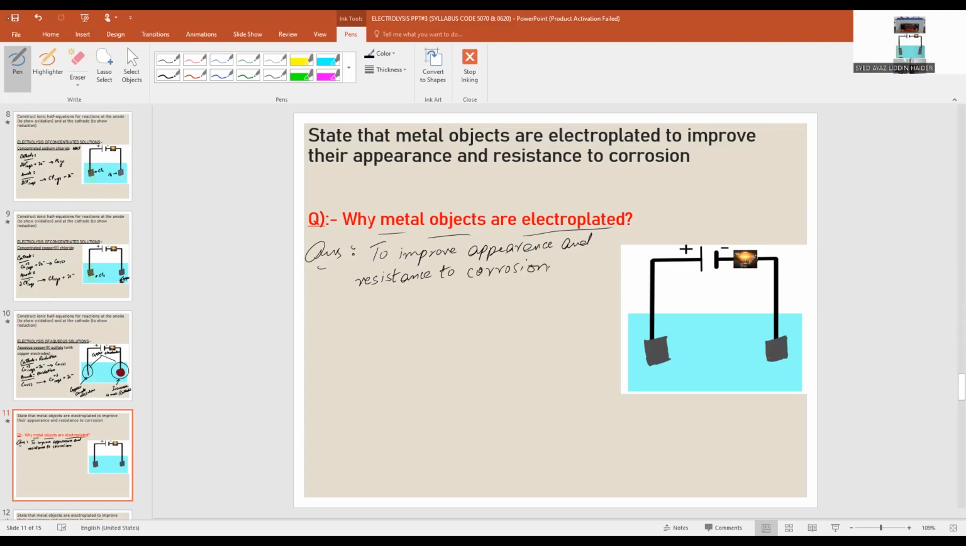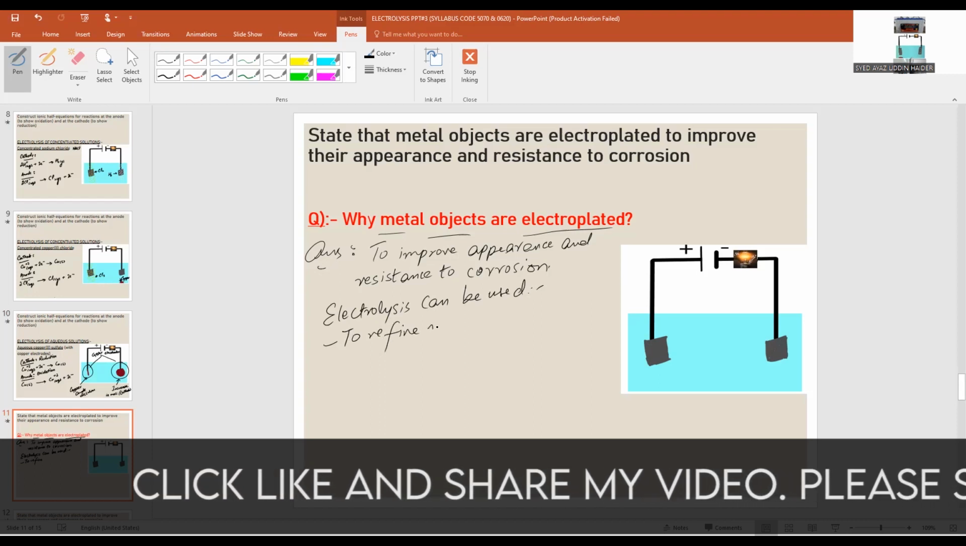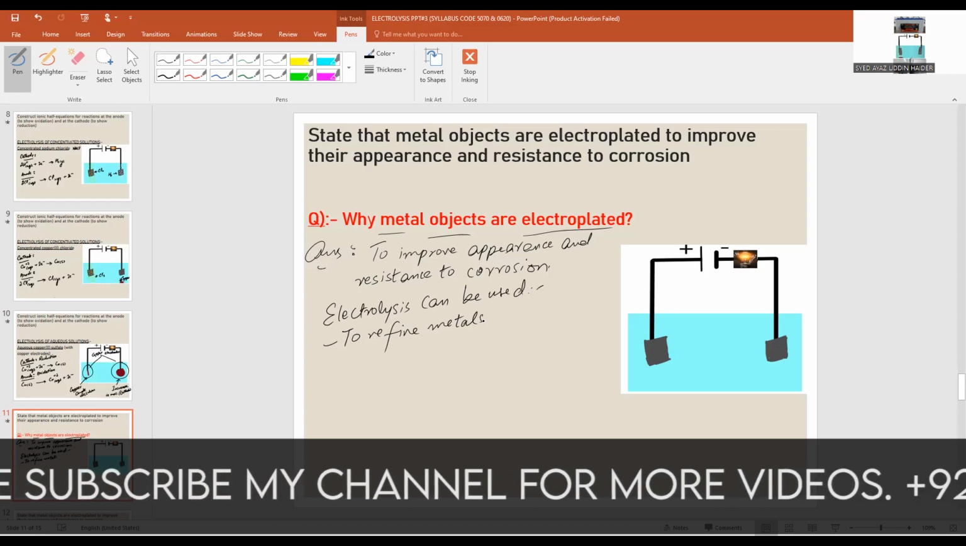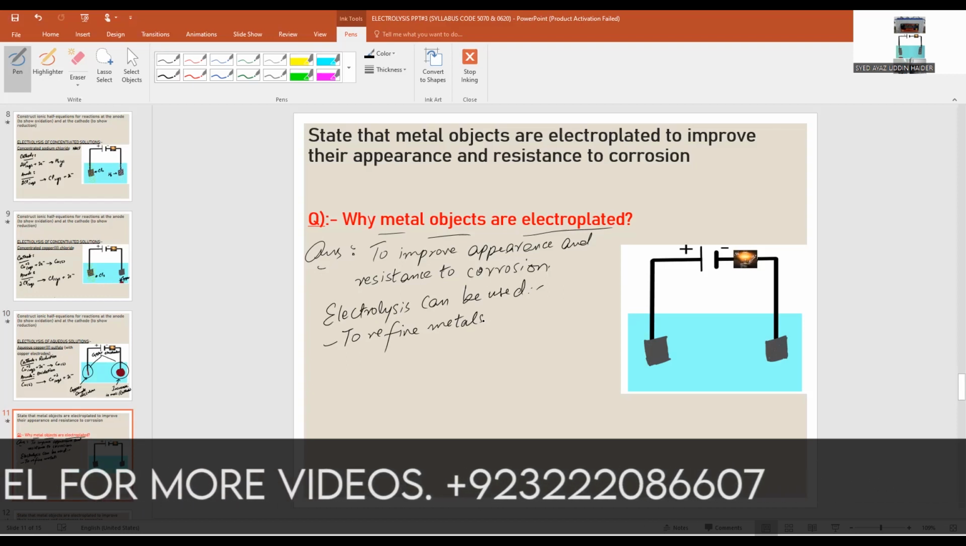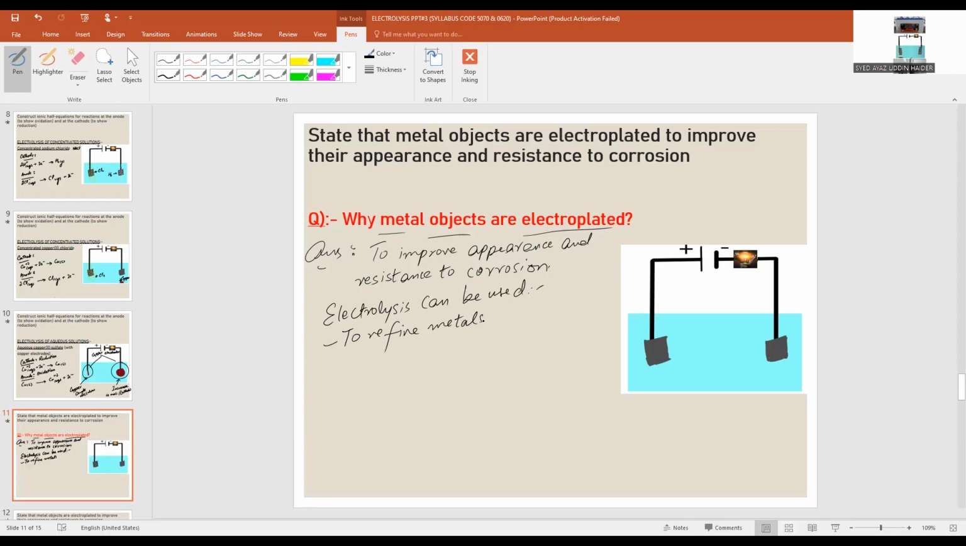Electrolysis can be used to refine metals. For example, if we have a sample of impure copper that we want to refine, we set up a unique electrolysis cell to do that.